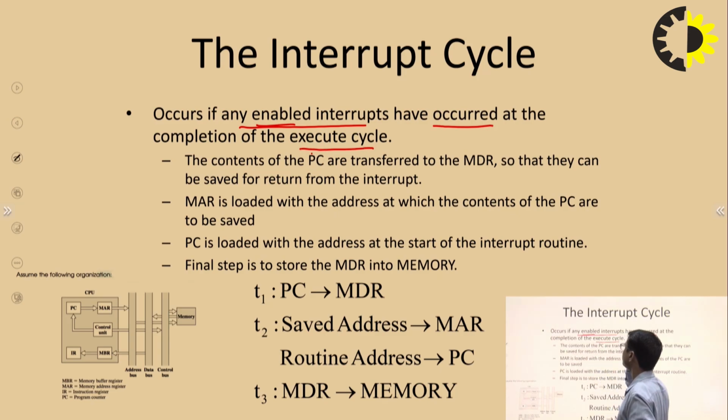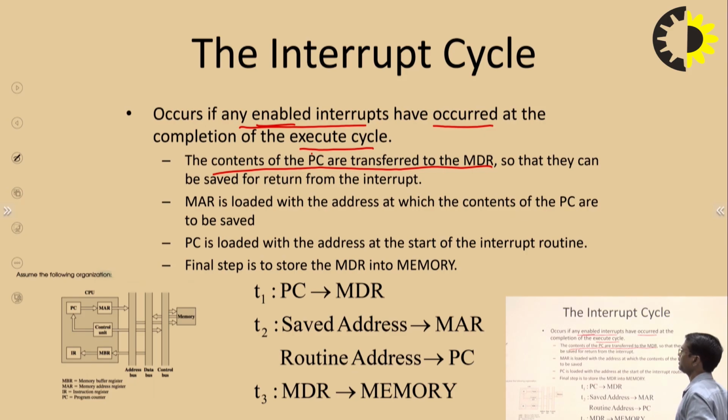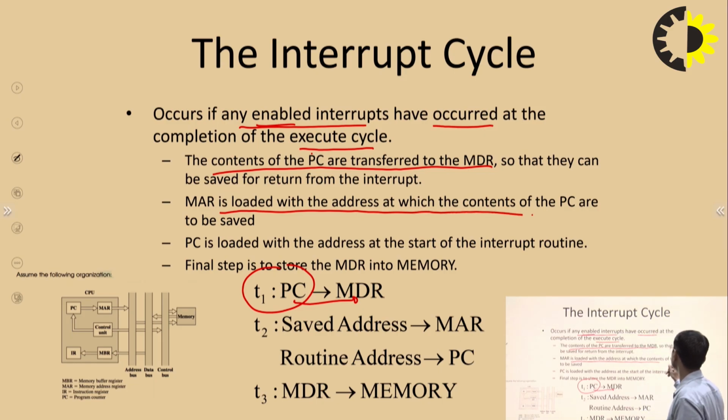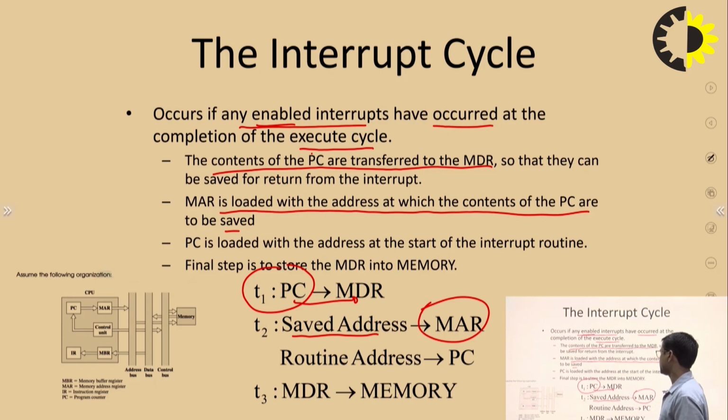Okay, so what will happen? Certainly, if we have finished the execution cycle, the contents of PC are transferred to MDR so that they can be saved to return from the interrupt. So at T1, when there is an interrupt after execution, the current PC is sent to MDR. What is the reason? That we have to save it for future reference because we have been interrupted. Then MAR is loaded with the address at which the contents of PC are to be saved. Now we have sent the PC part to MDR, and also we will send an address where this PC part will be saved. So the MAR is updated with the save address where we have to save it.